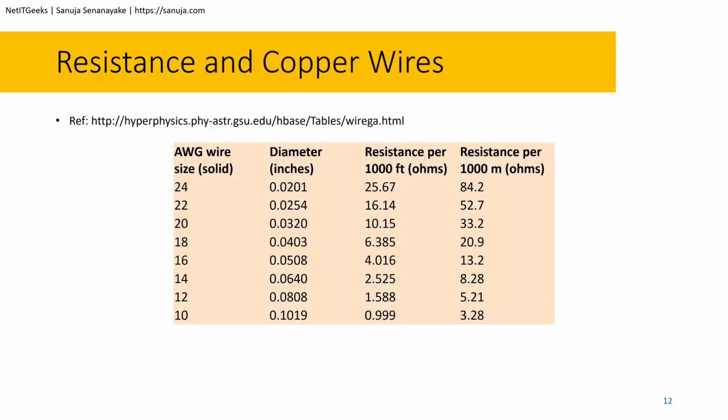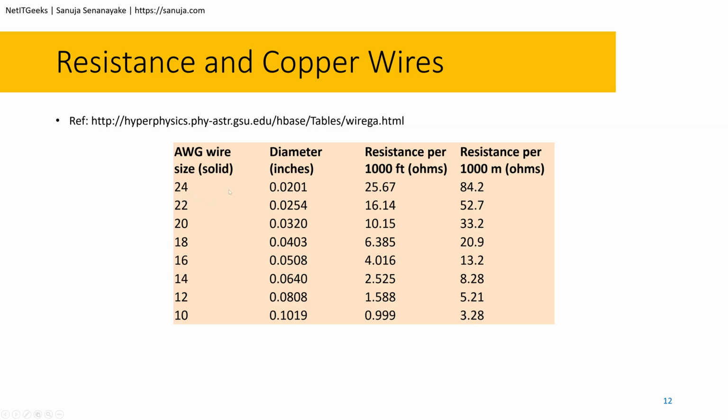Resistance and copper wires. I mentioned to you that copper wire is the most common type of wire that we use. I also mentioned that the bigger the diameter, the resistance goes down. If you look at the American wire gauge, as you go down the wire gauge, the diameter of the wire increases, because they are opposite to each other, remember from my previous lecture.